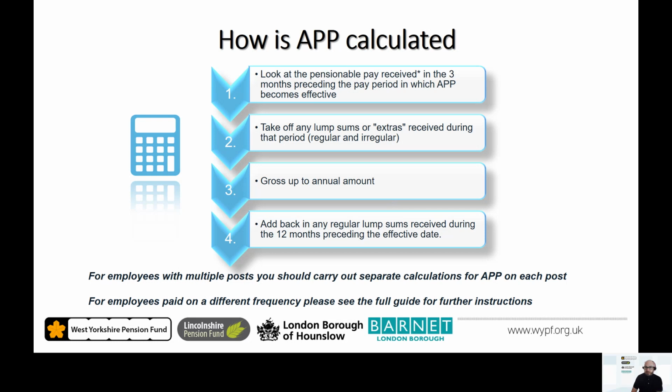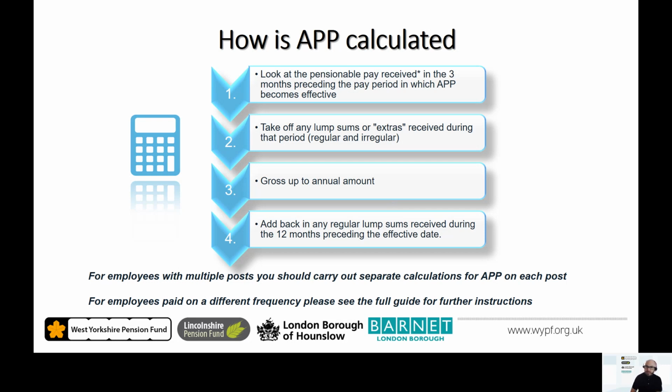And step 4, we would then add back any regular lump sums during the 12 months preceding the effective date. A regular lump sum is a lump sum you deem to be regular and would have been paid regularly throughout the 12-month period. So if a member has only worked overtime twice out of the 12 months, you may deem this as not regular and therefore not add this back in. It's all about reaching a reasonable representation of what the individual would receive had they been in work and not on absence.